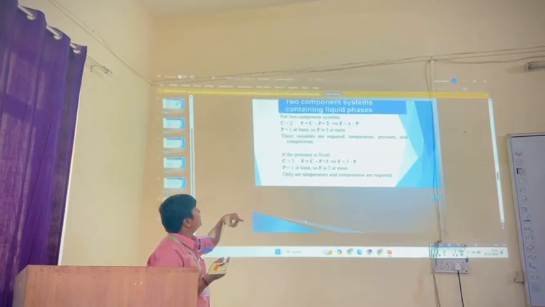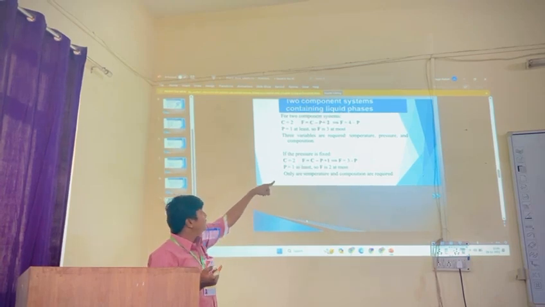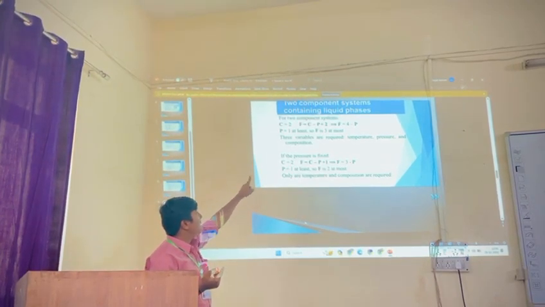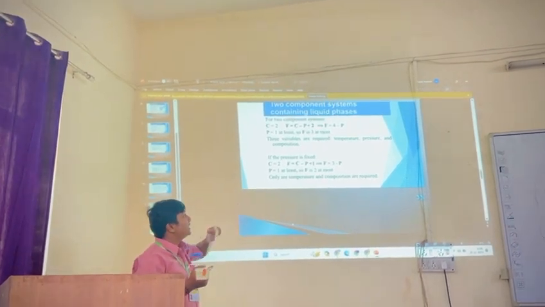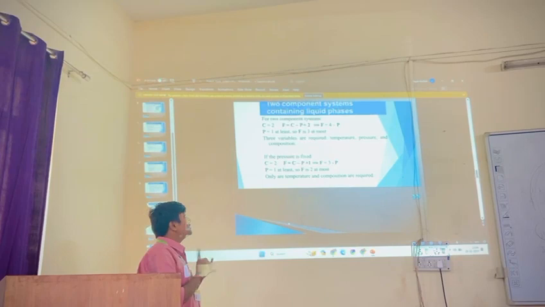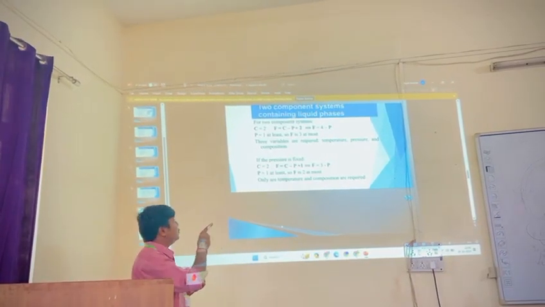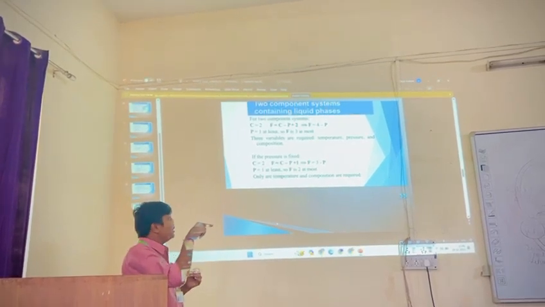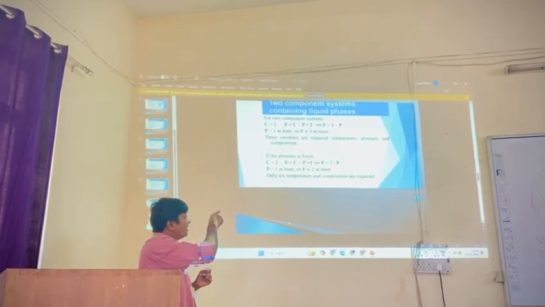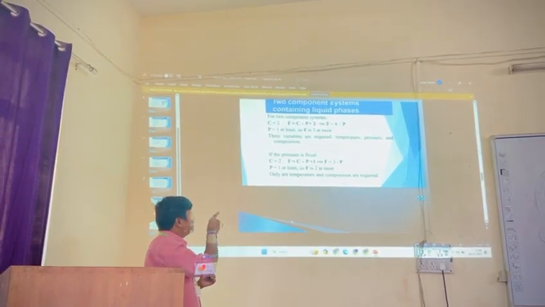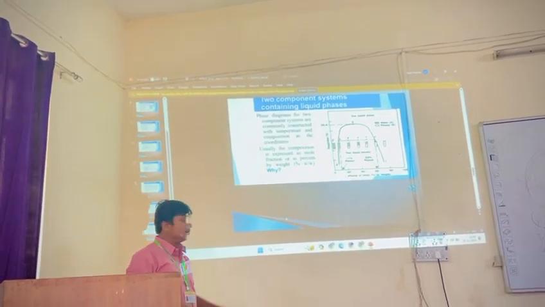Then for a two component system, C is equal to 2, F is equal to C minus P plus 2, where F is equal to 4 minus P. Then P is equal to 1 at least, so F is 3 at most. Then three variables are required: temperature, pressure, and composition. If the pressure is fixed, then C is equal to 2 and F is equal to C minus P plus 1, where F is equal to 3 minus P, and P is equal to 1 at least. So F is 2 at most, and only temperature and composition are required.